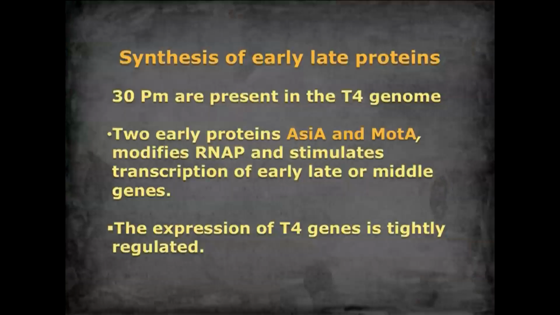There are 30 late early promoters. They are called PM in the T4 genome, and two of the early proteins, AsiA and MotA, modify the RNA polymerase in such a way that now this modified RNA pol, host RNA pol, stimulates transcription of late early or middle genes.